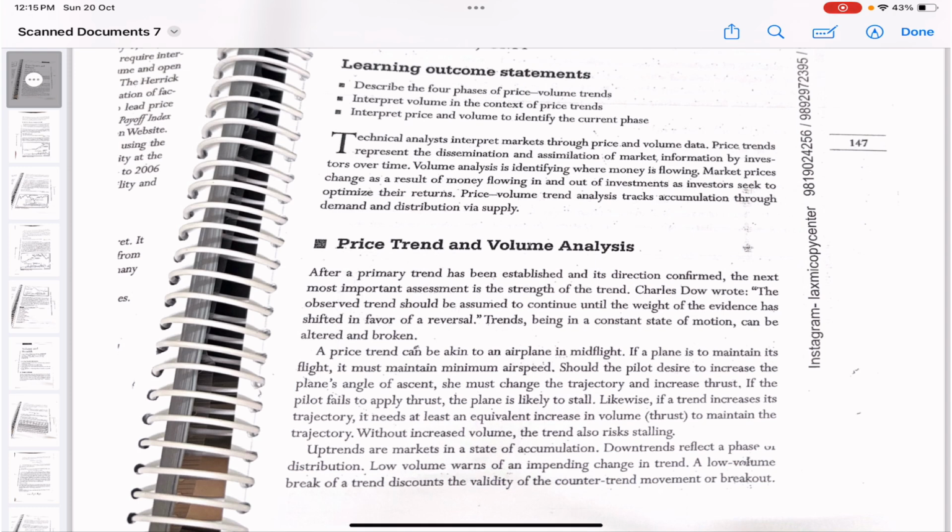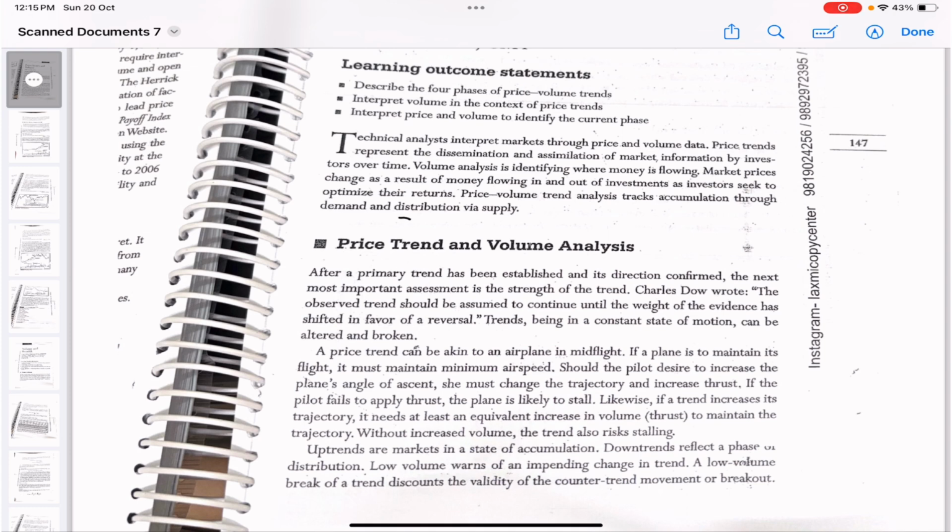Volume analysis is identifying where the money is flowing, where there is accumulation, where distribution is going on, and which point of price contains the maximum flow of money, which is also called money flow. Market prices change as a result of money flowing in and out of investments as investors seek to optimize their returns. Price volume trend analysis tracks accumulation through demand and distribution via supply.